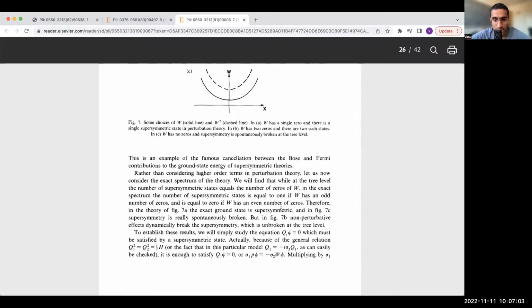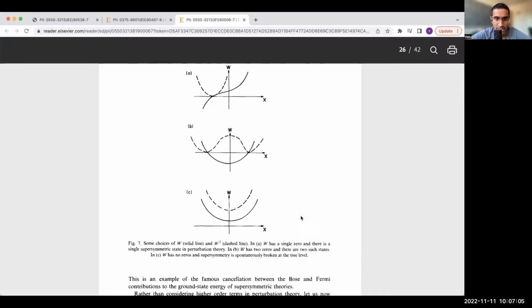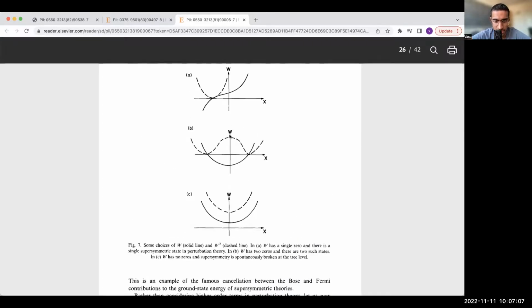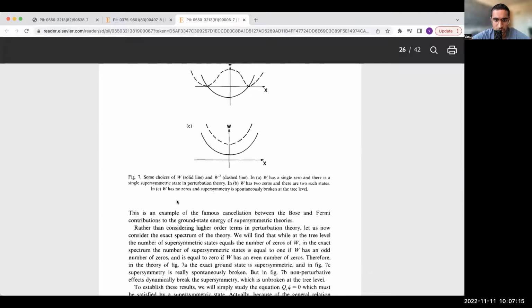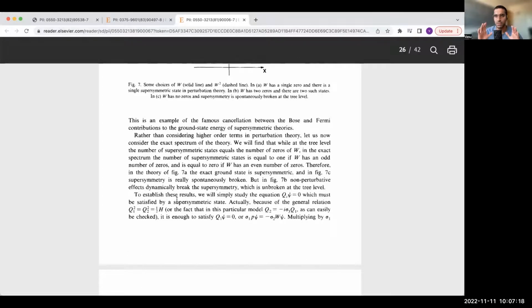Now, 7b, right, where we have W cutting the axis like this, and the potential W squared forming this dashed line, a double well potential, right? So it's just a double well potential in supersymmetric quantum mechanics. That's the situation that Witten's talking about here, right? So here he says there are non-perturbative effects that dynamically break the supersymmetry, which is unbroken at the tree level.